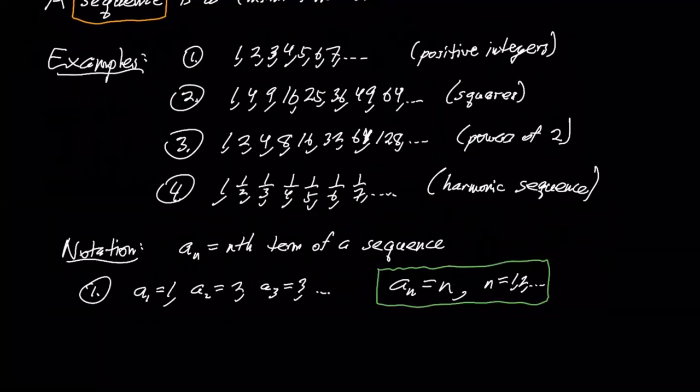Another way you'll see it written is in set notation, where we just say it's the set n, starting from n equals 1 to infinity. And that's supposed to indicate that you could start listing. Right, so that's just a shorthand for that.